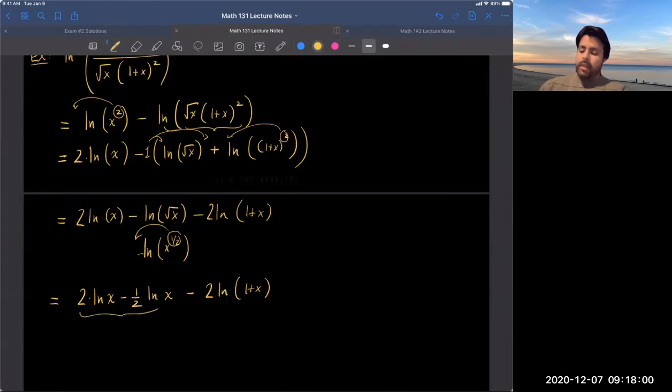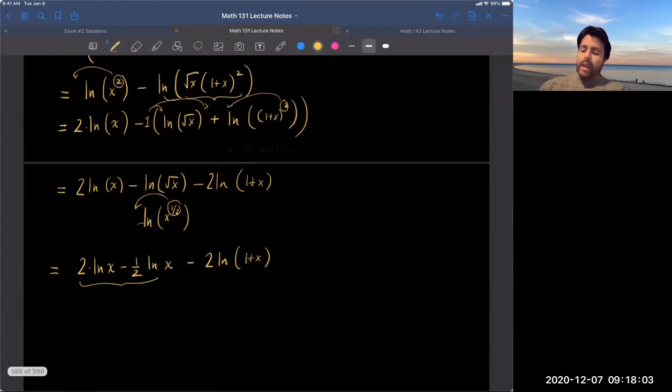And actually I can combine this further. 2 ln of x minus 1/2 ln of x is actually 3/2 ln of x. I can combine like terms. And this will be my final.